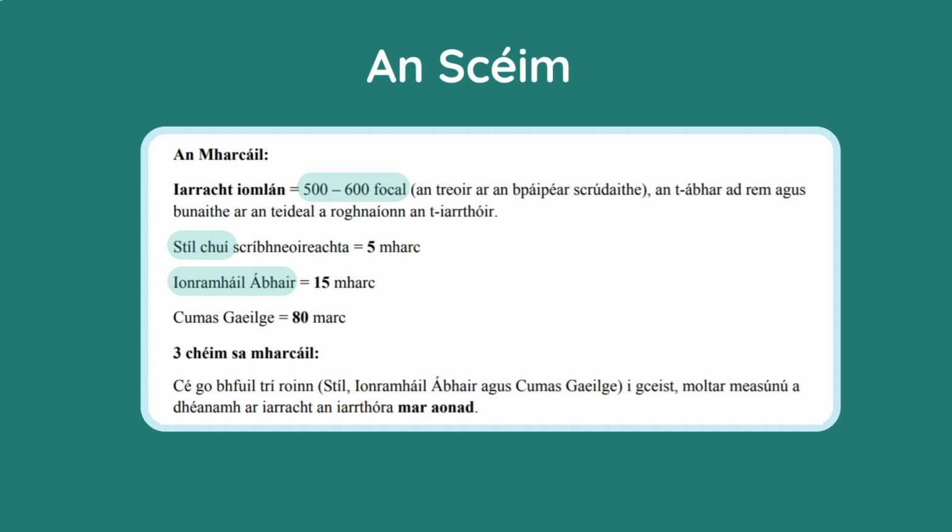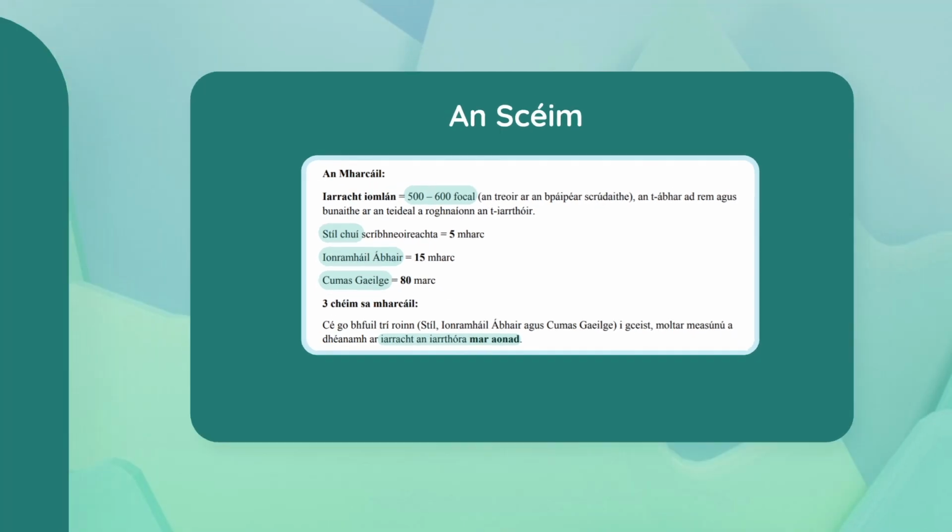That's 15 marks. Then you've got your Cumas Gaeilge, the bulk of the marks, the vast majority going for your ability to manipulate and use the language in order to communicate your points. That's what's getting you the big marks. Now, while there are 3 sections to the marking, the entire effort is marked as one unit. Interesting to note.